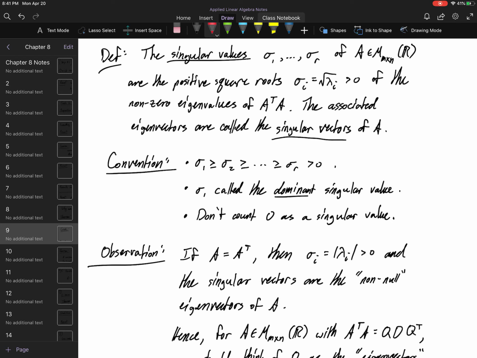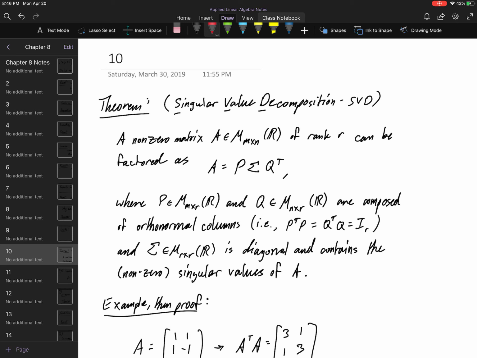So these are not orthogonal matrices because they're not square. However, they do behave like orthogonal matrices, at least in the P transpose P and Q transpose Q departments. So we also have a matrix sigma, which is effectively acting as the square root of the diagonal matrix, the diagonalization of A transpose times A. And this sigma is going to contain the non-zero singular values of A.